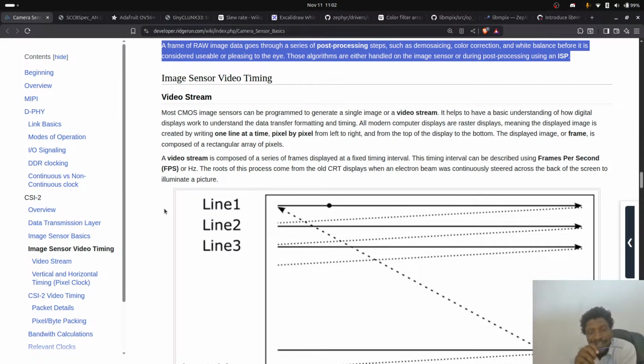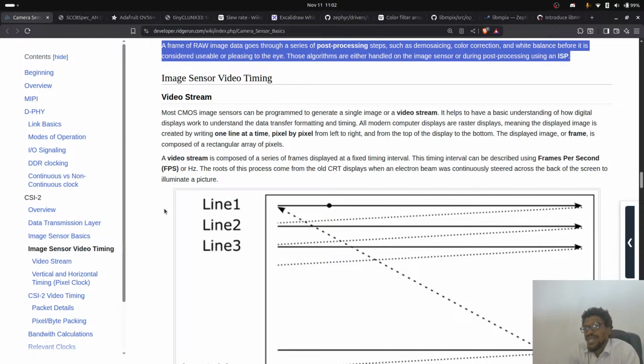So, video stream. Most CMOS cameras, what does CMOS mean? Complementary metal oxide semiconductor. Most CMOS image sensors can be programmed to generate single images or a video stream. It helps to have a basic understanding of how digital displays work, to understand the data transfer, formatting, and timing.